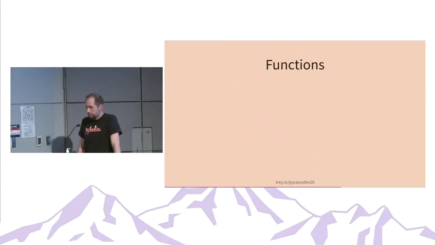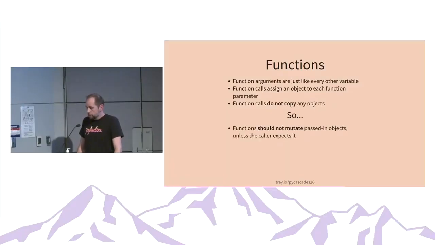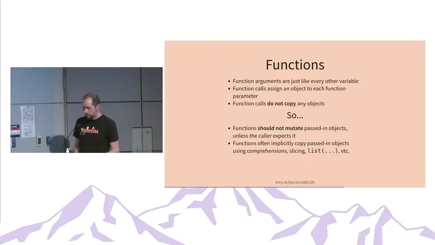Also, function arguments are just like every other variable. When you call a function, you are doing an assignment. So when you call a function, each argument that's passed in is just like an assignment in Python. It's just a pointer. Which means that function calls don't copy objects. So functions shouldn't mutate the objects that are passed into them unless that's their expected behavior. Instead, it's common for functions to copy passed-in objects either implicitly or explicitly.